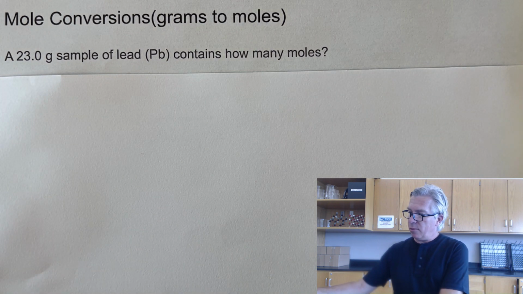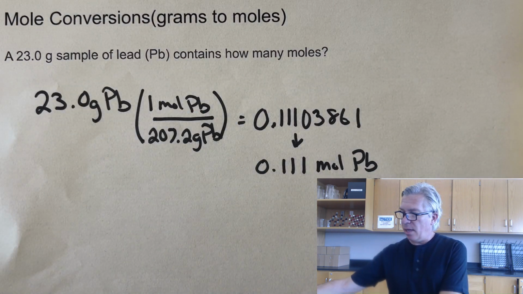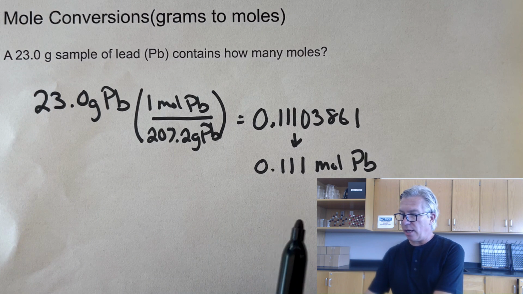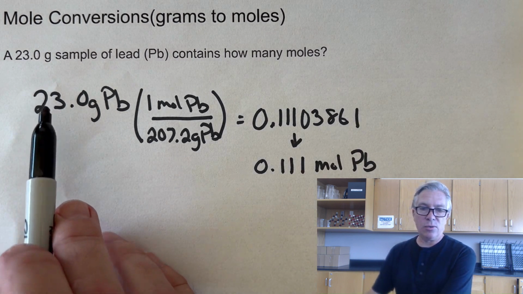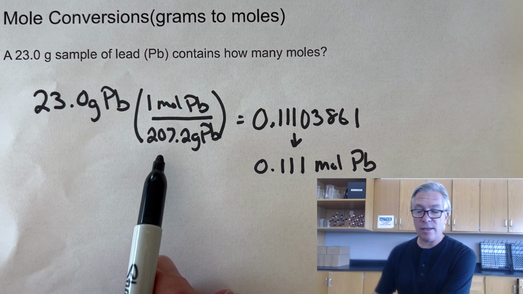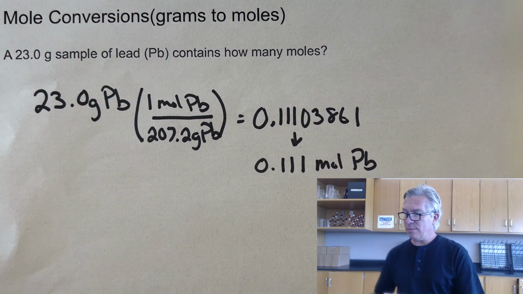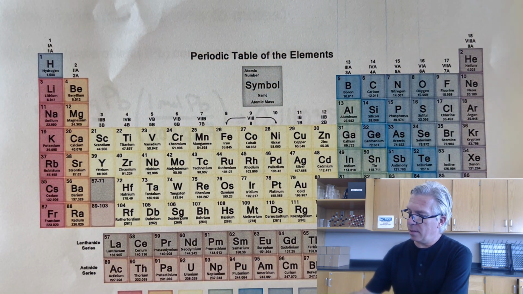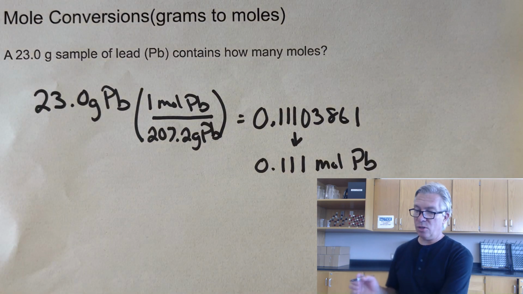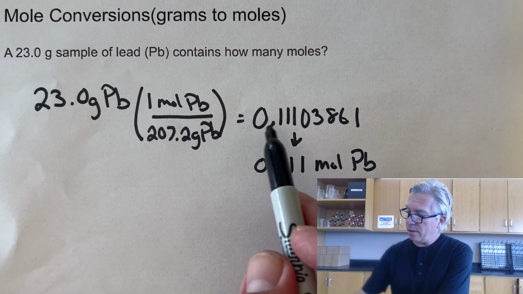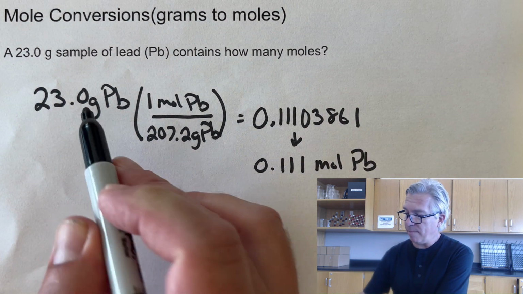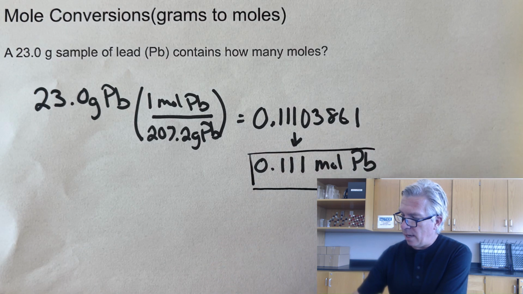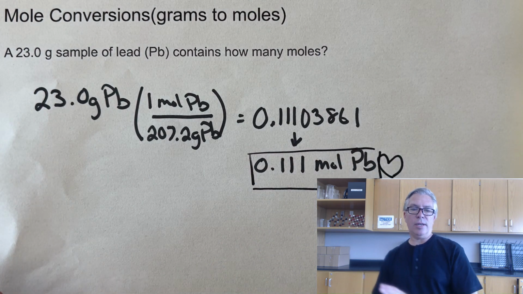Okay, so if you have your answer, and it came out to be 0.111 moles of lead, then congratulations, you did a good job. So we do this the same way. 23 grams of lead divided by 207.2 grams of lead, which is its mass from the periodic table. That came from over here. Reminder that lead is Pb because it used to be called plumbum. And we get another nice long number, but because we started with 3 digits and divided by 4, we're going to end with 3 as our final answer and put a little heart next to it.